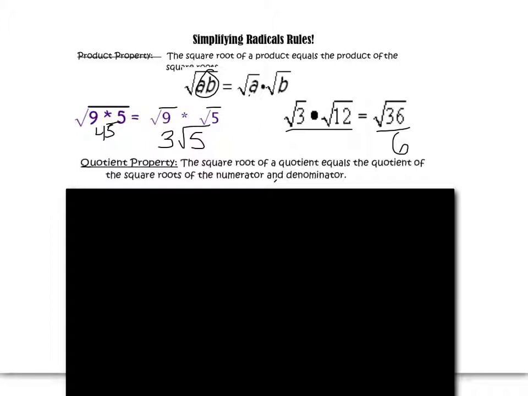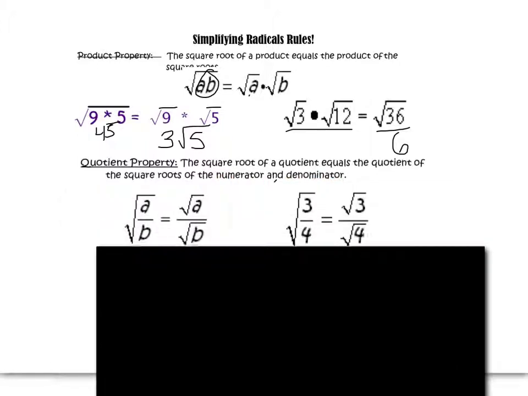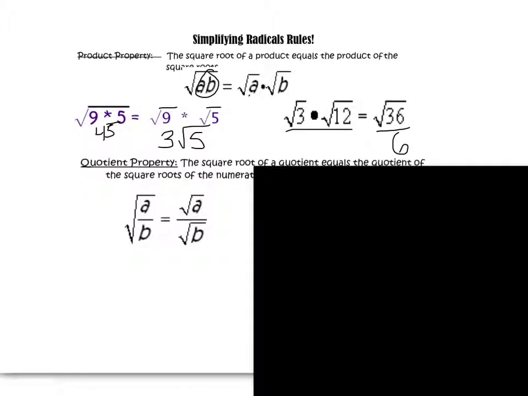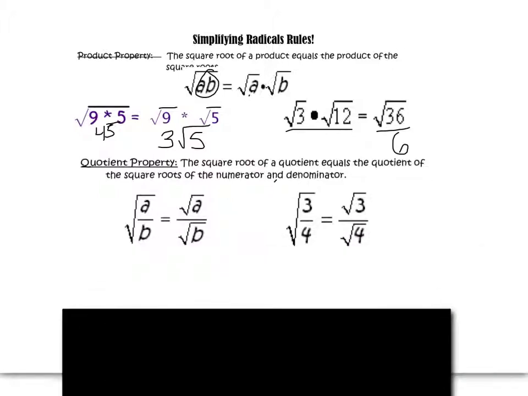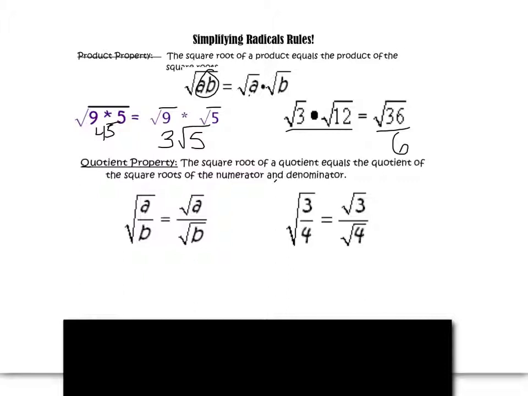The quotient, I think, is also pretty easy. The square root of a number equals the quotient of the square roots of the numerator and the denominator, which means if you are taking the square root of the whole thing, you give the square root to the top, you give the square root to the bottom. So, just like here, if we are taking the square root of 3/4, you do the square root of 3 and the square root of 4, which if you reduce that down and simplify, you get the square root of 3 over 2. Okay, moving right along.